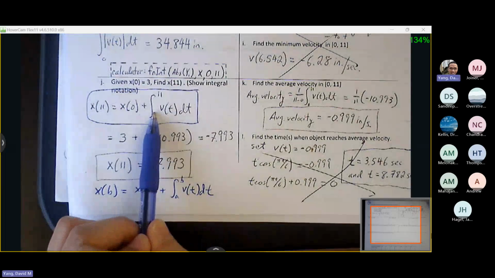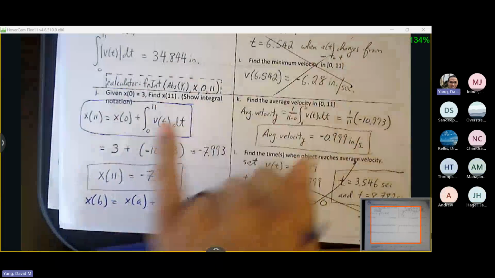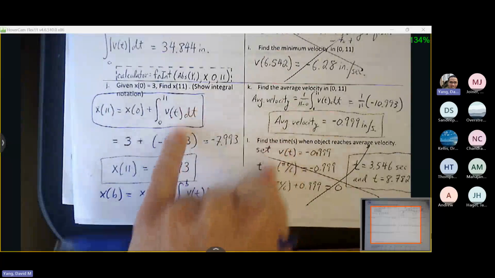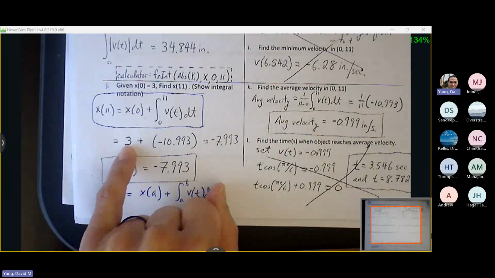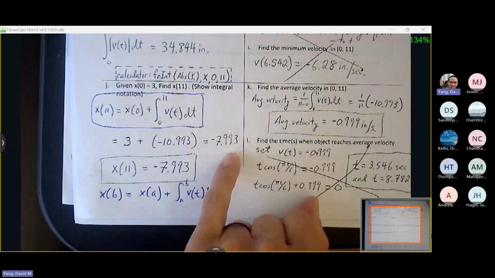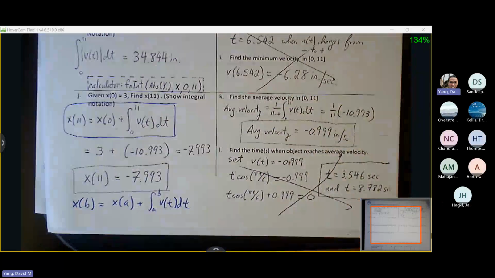This just happens to be the same interval as the previous problem, so you could just grab the same number as before. But if it's different, then you're going to plug this in the calculator on its own and then add that to your starting location. And that will give you your ending location. And average velocity is just the average value theorem.